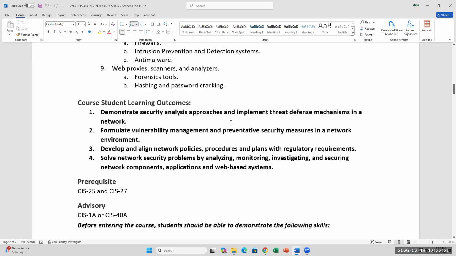We will be able to analyze and implement some threat defense mechanisms. We'll be able to look at vulnerability and manage it. We will make sure that it follows internal network policies, and also what the state and the federal requirements are. Now, if you work with global companies, sometimes you will have to address that in a global manner. And that can be different for different parts of the world.